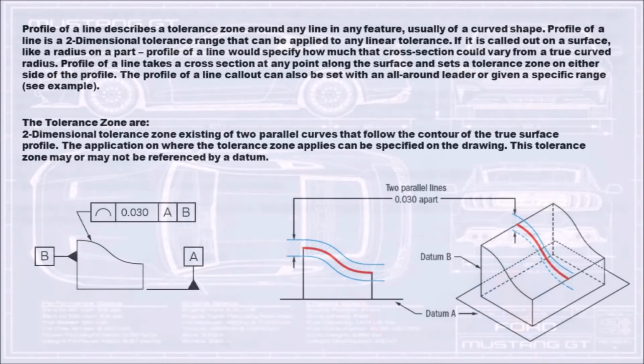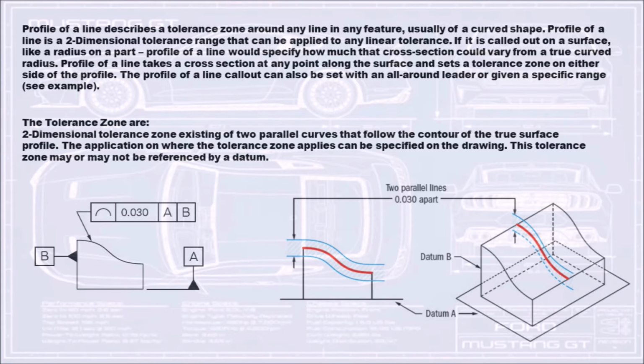Profile of a line describes a tolerance zone around any line in any feature, usually of a curved shape. Profile of a line is a two-dimensional tolerance range that can be applied to any linear tolerance. If it is called out on a surface, like a radius on a part, profile of a line would specify how much that cross-section could vary from a true curved radius. Profile of a line takes a cross-section at any point along the surface and sets a tolerance zone on either side of the profile.